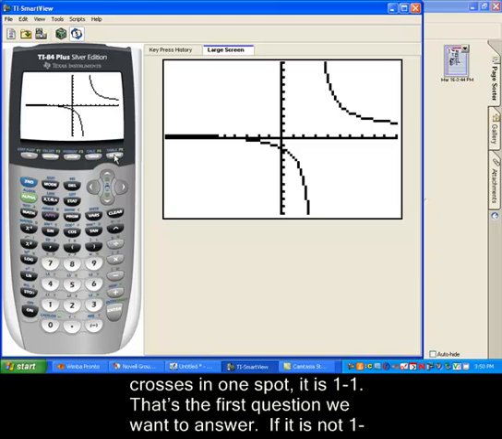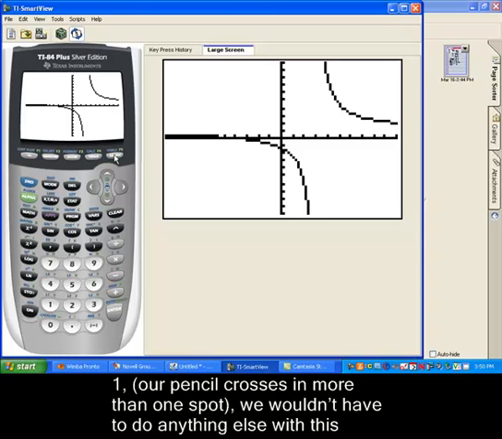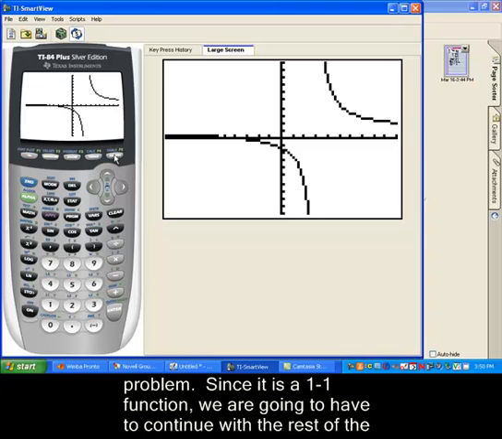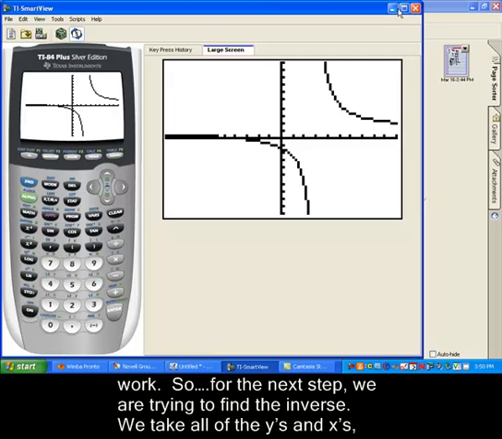So we want to take our pencil and run it horizontally across this graph. When we do that, it only crosses in one spot, so we know that this one is one-to-one. That's the first question we want to answer. If it is not one-to-one, and the pencil crosses in more than one spot, we wouldn't have to do anything else with this problem. But since it is a one-to-one function, we're going to have to continue with the rest of the work.